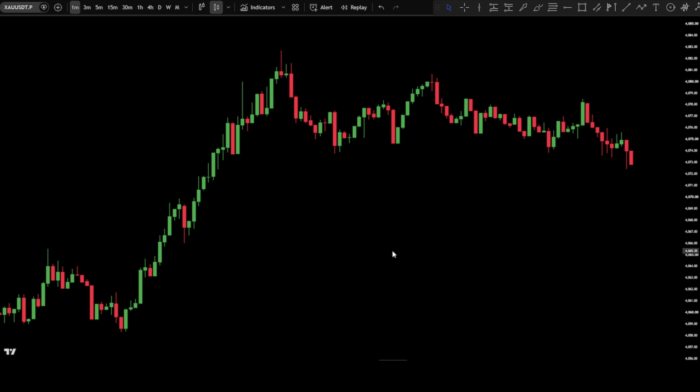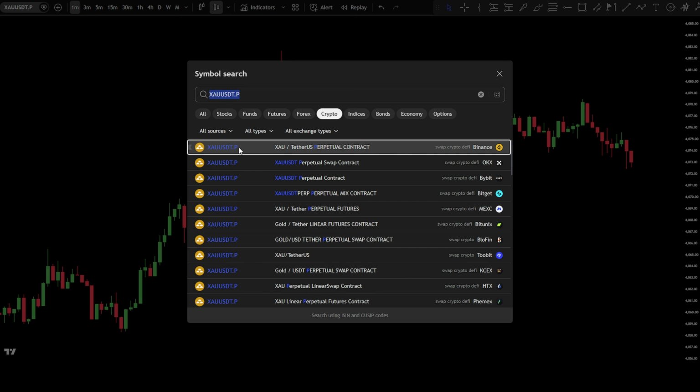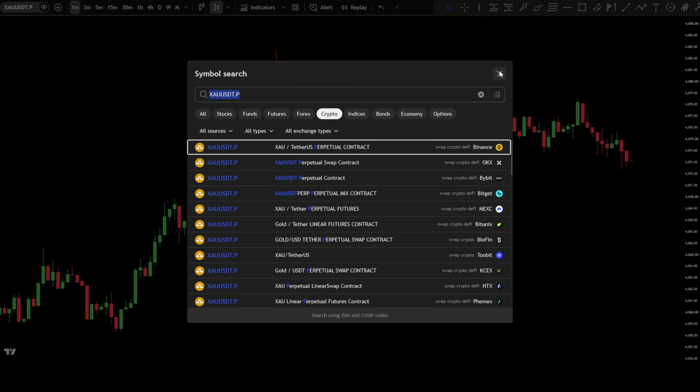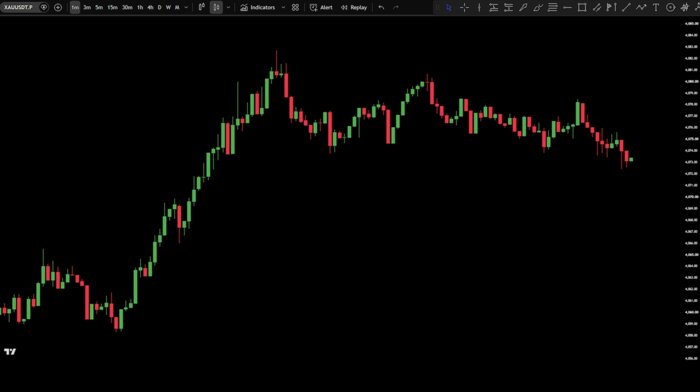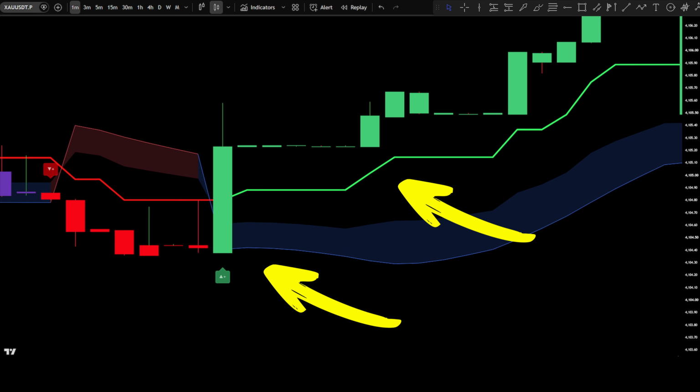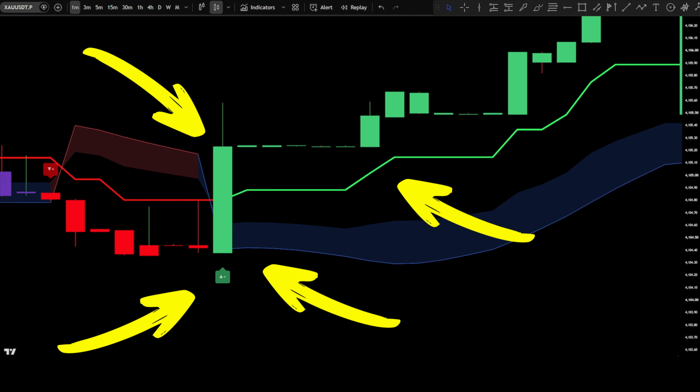This strategy is designed around fast gold scalping on the 1-minute chart. For clarity, the exact chart used for this test is XAUUSDT perpetual on the 1-minute time frame. Lower time frames can create a lot of market noise, so every filter in this setup matters. We only take a trade when the trend direction, the strong signal, and the signal candle agree.